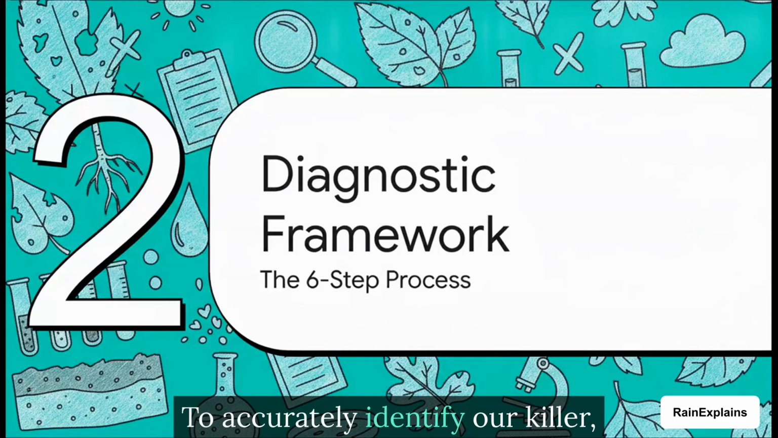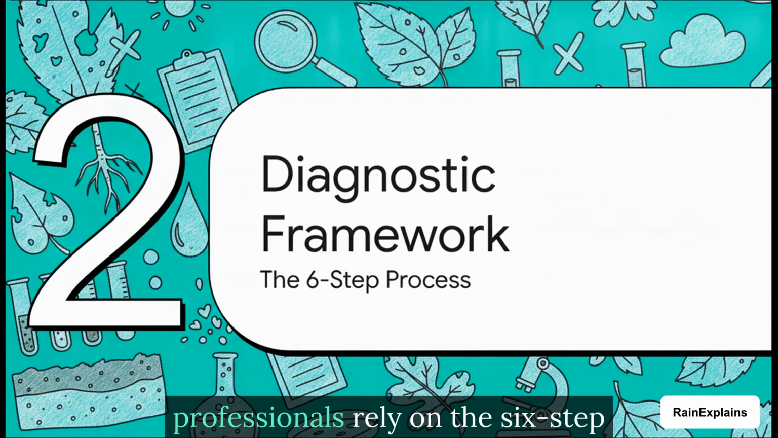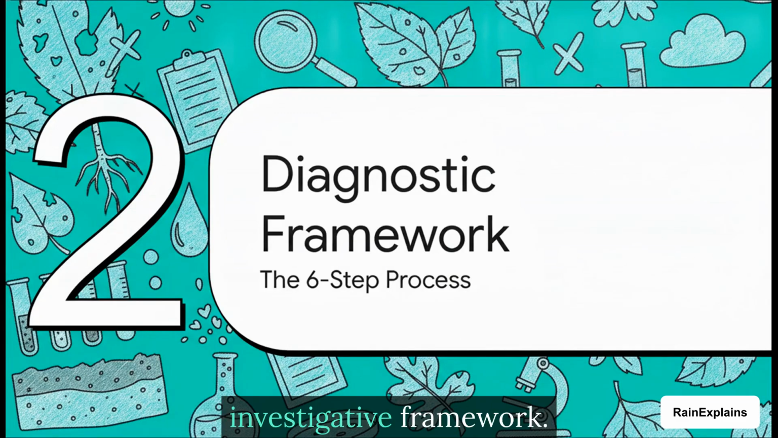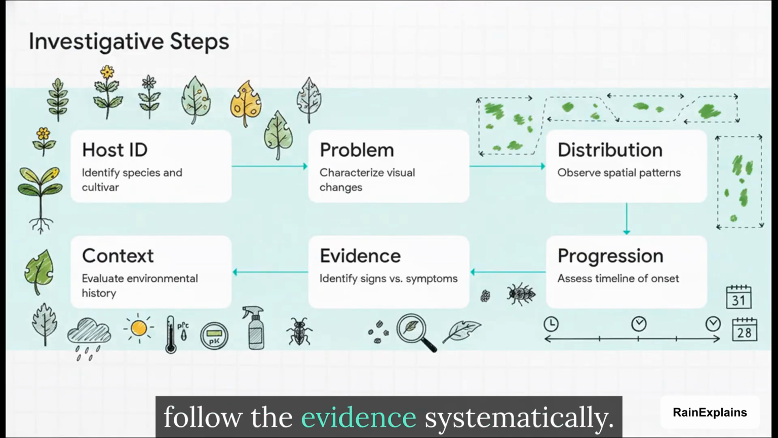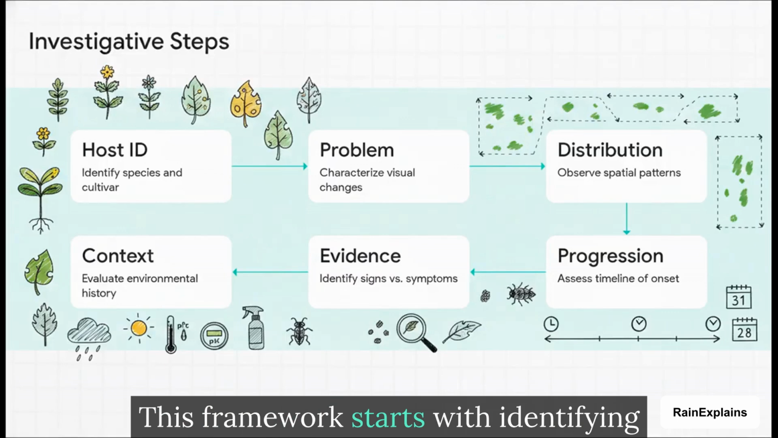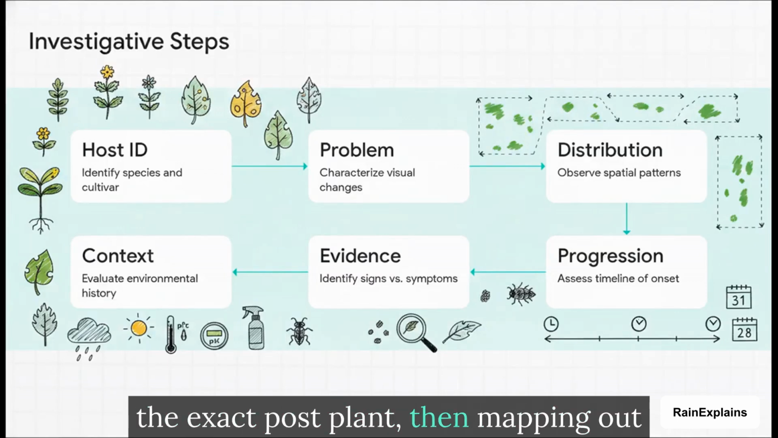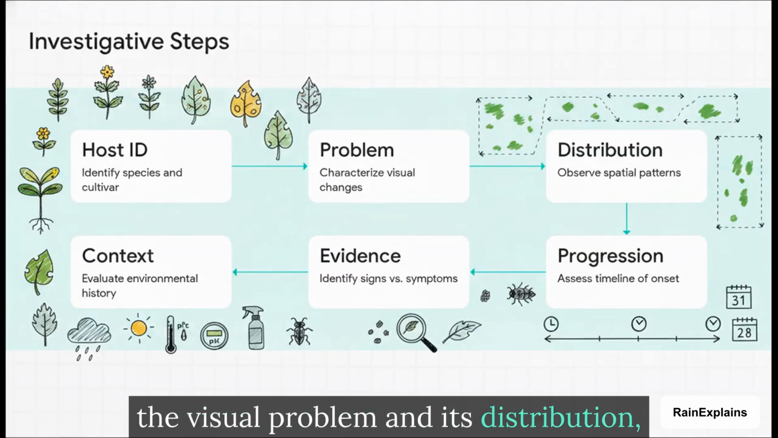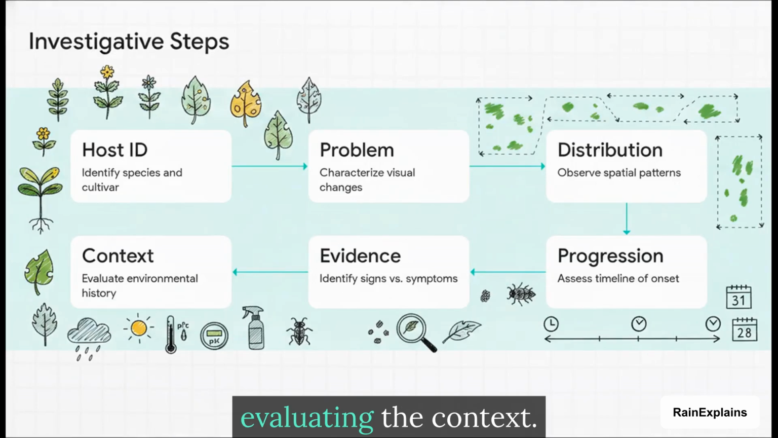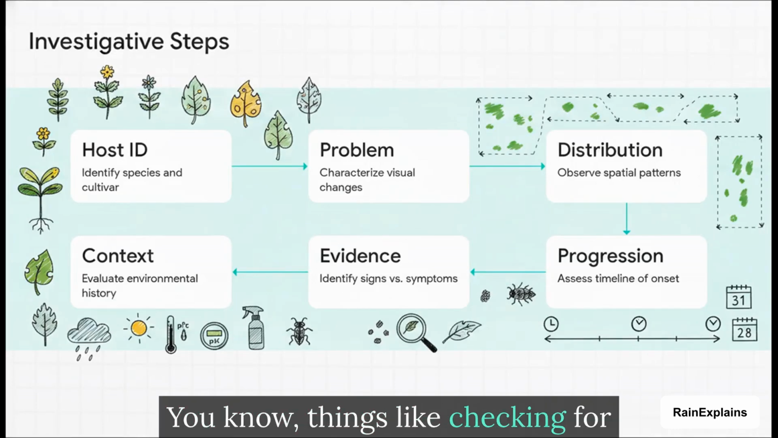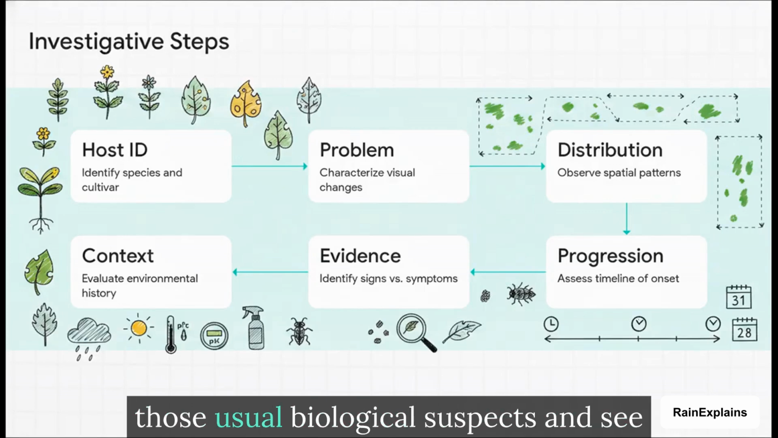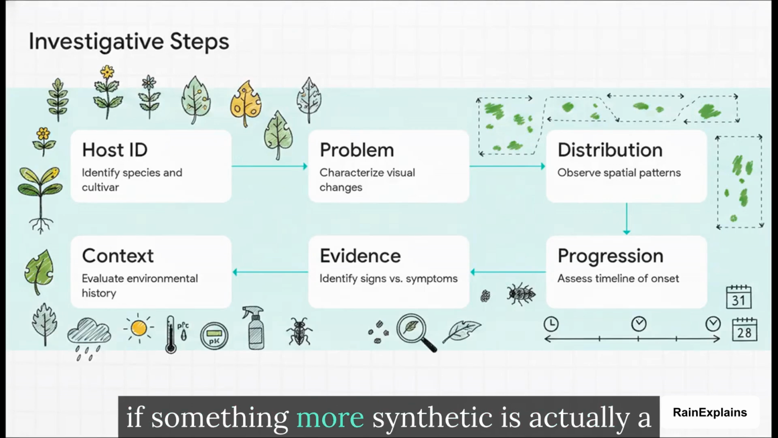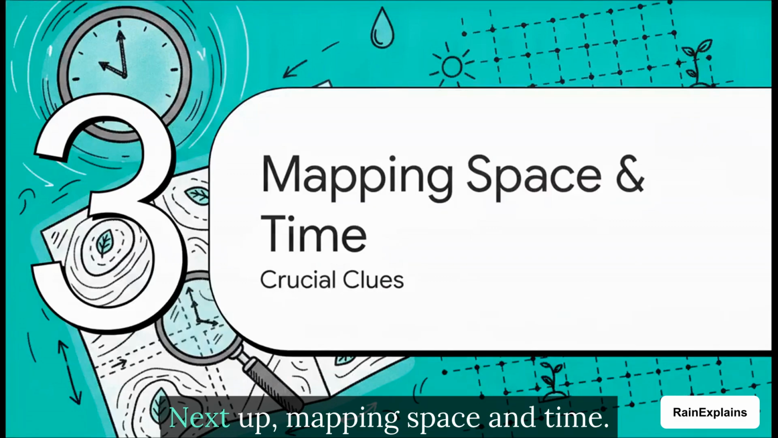To accurately identify our killer, professionals rely on the 6-step investigative framework. Instead of blindly guessing, we have to follow the evidence systematically. This framework starts with identifying the exact host plant, then mapping out the visual problem and its distribution, tracking the timeline, and finally evaluating the context. Things like checking for recent chemical applications nearby. It's a really structured way to rule out those usual biological suspects and see if something more synthetic is actually at play.